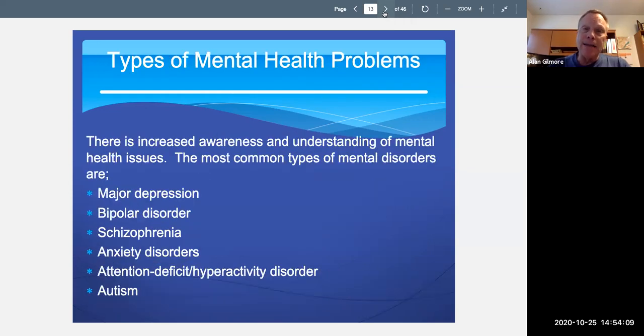So we're going to get into some specifics now about the types of mental health problems that people often experience. There's a whole variety of different types of mental health problems. The most common types of mental disorders are major depression, bipolar disorder, schizophrenia, anxiety disorder, attention deficit hyperactivity disorder, and autism. And we're going to now take a look at each of these individually.